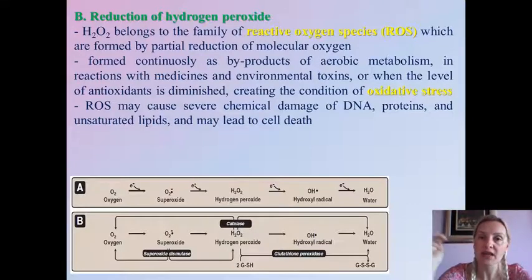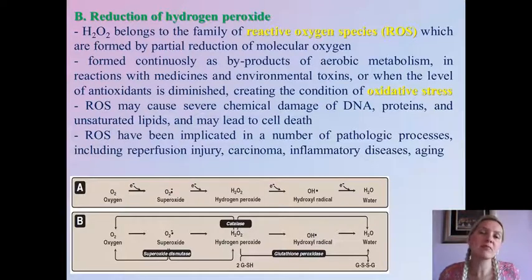So ROS, those reactive oxygen species, can cause severe chemical damage to DNA, to proteins, to unsaturated lipids, which at the end may lead to cell death. So it is believed that ROS have been implicated in a number of pathological processes, including reperfusion injury, carcinoma, inflammatory diseases, aging, and so many others, neurodegenerative diseases, cardiovascular diseases, and so on and so on. So we have a problem with ROS, and hydrogen peroxide is one of them.